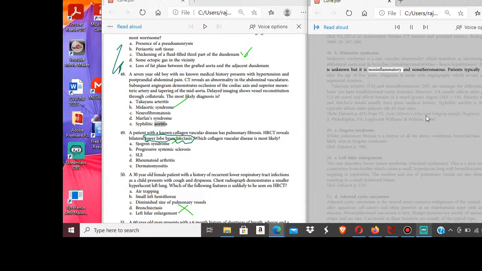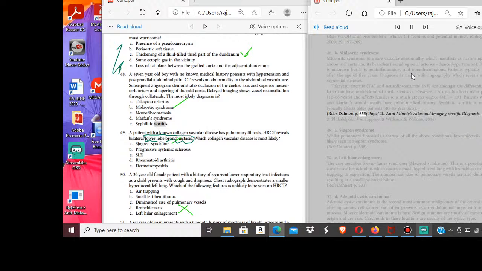Its cause is unknown, but it is non-inflammatory and non-atheromatous. Patients typically present after the age of 5 years. Diagnosis is made with angiography, which reveals smooth, segmental stenoses. Takayasu arteritis, TA, and neurofibromatosis, NF, are amongst the differentials. The latter can have mid-abdominal aortic stenosis. However, TA usually affects older patients, 12-66 years, and affects females to a much greater degree, F to M 14:1. Patients with NF and Marfan's would usually have prior medical history. Syphilitic aortitis is rare and typically affects older patients, 40-65-year-olds.